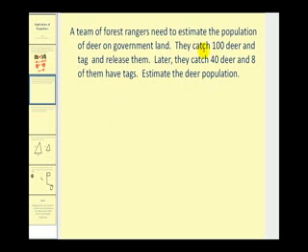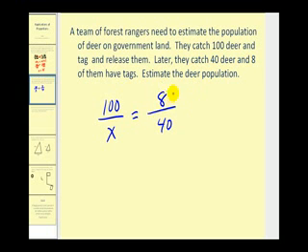So if they catch and tag 100 deer, the ratio of tagged deer to total deer would be 100 to X, because we don't know the total number of deer. Then when they catch 40 and 8 of them are tagged, 40 would be the total number of deer and 8 would be the number tagged. And notice these ratios are consistent. We're comparing tagged deer to total deer here and tagged deer to total deer here. That's important because we can't change the order of the ratios and still form a proportion.